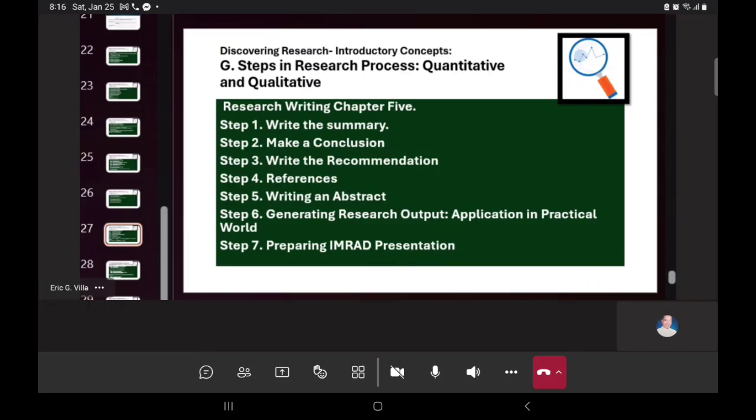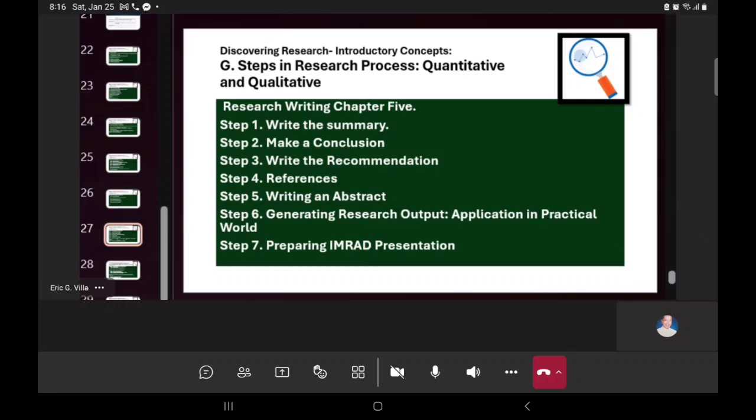Step 7 is the IMRAD presentation. This final step involves preparing a structured presentation following the IMRAD format. I, Introduction. M, Methods. R, Results. A, Analysis. And D, Discussion.